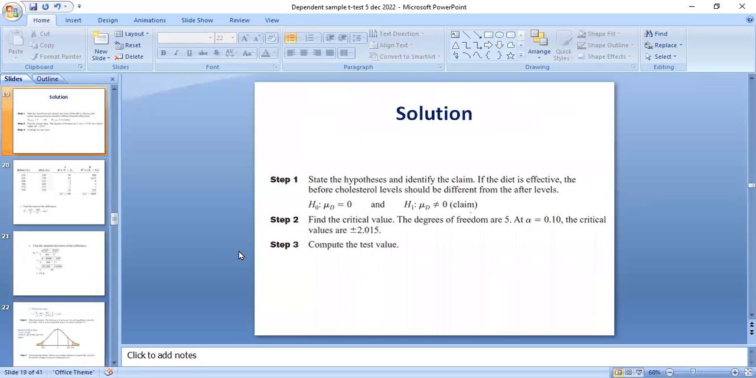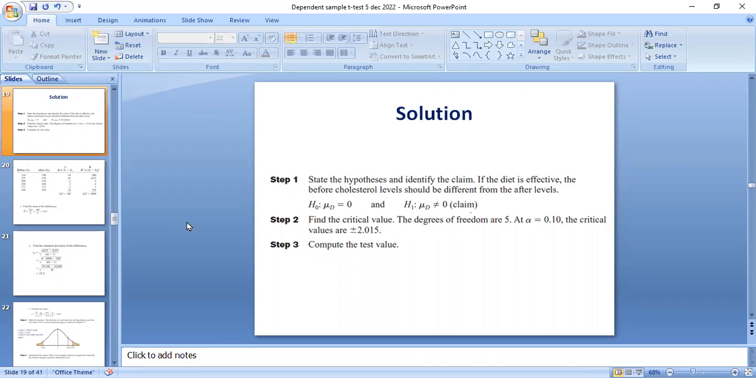In the first step, we will state the hypothesis and identify the claim. For stating the null hypothesis and the alternative hypothesis, if the diet is effective, the before cholesterol level should be different from the after level. So, our alternative hypothesis will be mu d is not equal to 0. This is the two-tailed test. In the previous example, that was the right-tailed test.